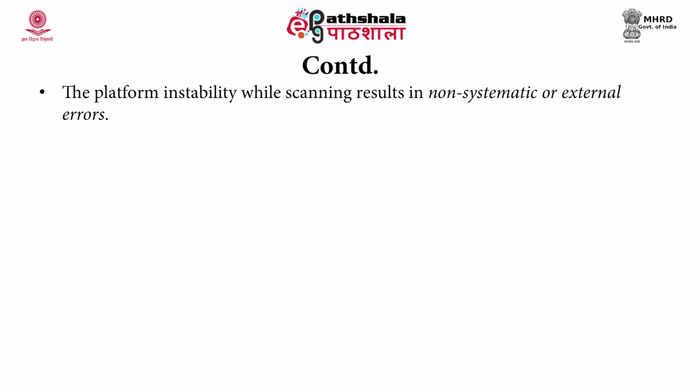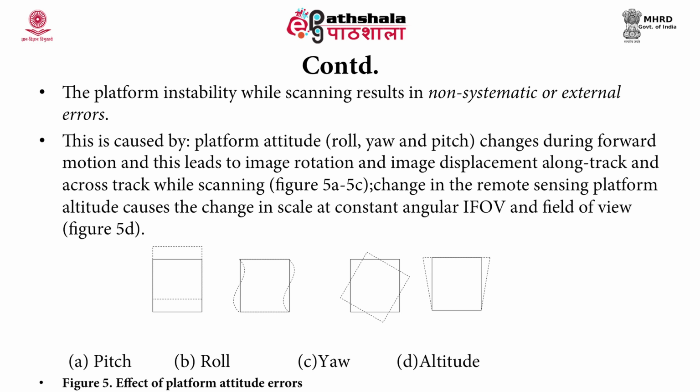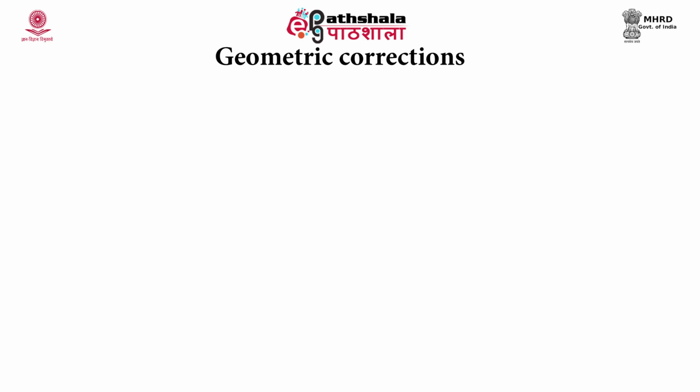The platform instability while scanning results in non-systematic or external errors. This is caused by platform attitude represented by roll, yaw and pitch, which change during forward motion, and this leads to image rotation and image displacement along track and across track while scanning, as shown in the figure. Change in the remote sensing platform altitude causes the change in scale at constant angular instantaneous field of view and field of view. Now, continuing the geometric corrections.